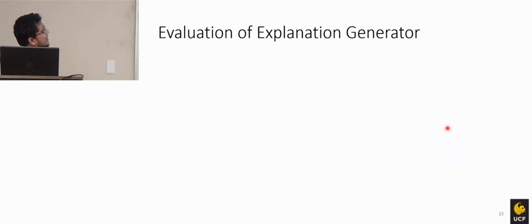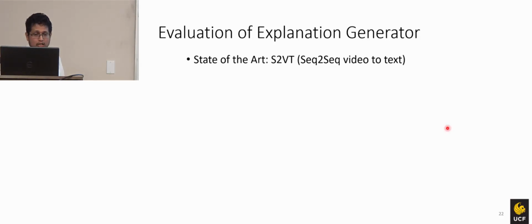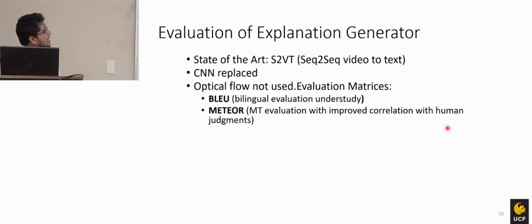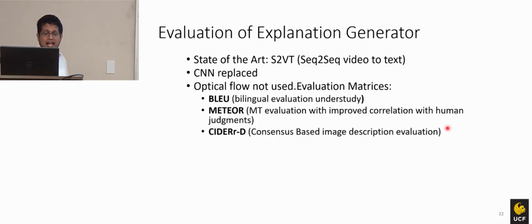If we go into the explanation generator evaluation, we see the authors used a state-of-the-art sequence-to-sequence video-to-text study. In the same way, the CNN was replaced and the optical flow was not used. The evaluation metrics used were BLEU, which is bilingual evaluation understudy for text, METEOR, which is a machine translation evaluation, and CIDEr, the consensus-based image description evaluation. Also, the authors evaluated the explanation generator with humans from Amazon Mechanical Turk.